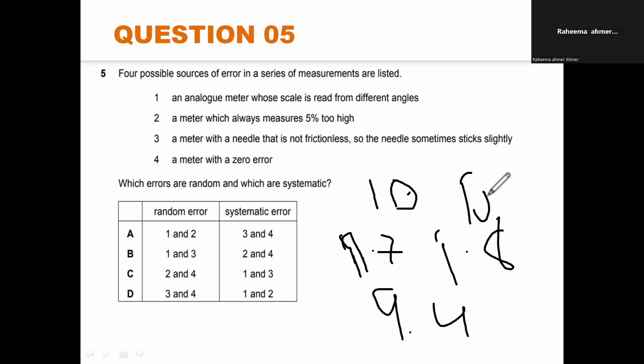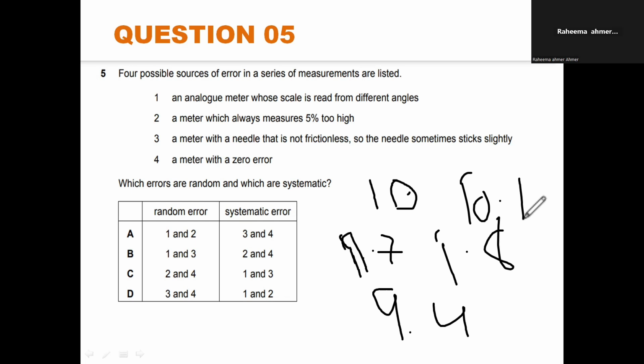So you can see that the difference is not constant between these values, right? They are not constantly 0.3 less than the true value or 0.2 less than the true value. They can be above or below the true value. So this is a random error, in which the difference between the true value and the measured value is not constant, and they can be above or below the true value.